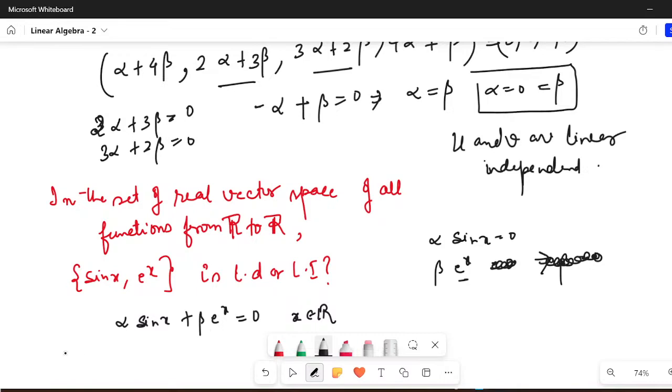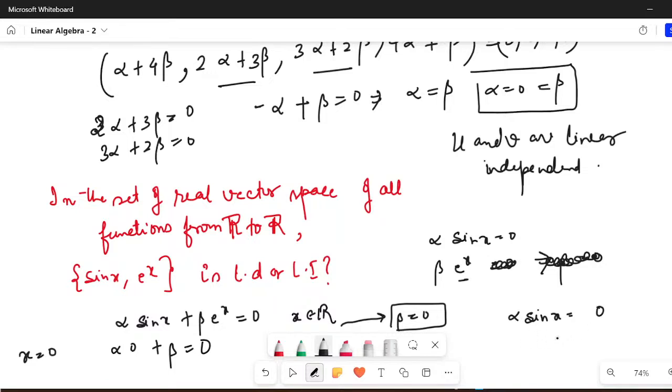Okay, so both should be 0. It is true for all real x, so why not place x equal to 0? If I place x equal to 0, what am I going to get? Alpha into 0 plus beta is equal to 0. From here I'm getting that beta should be equal to 0. And if beta is 0, what does it imply? It implies alpha sine x must be equal to 0.